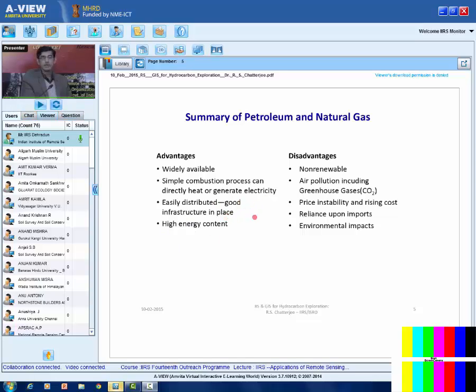And they have high energy content, but they have many disadvantages as well because it is non-renewable. So we need to be very careful. That is why nowadays there is more focus on unconventional or non-conventional hydrocarbons, because there is a large resource of non-conventional hydrocarbons. Then there is air pollution, including greenhouse gases, and other economic issues like price instability. Then there is import dependence and also environmental impact. That is one of the major disadvantages.